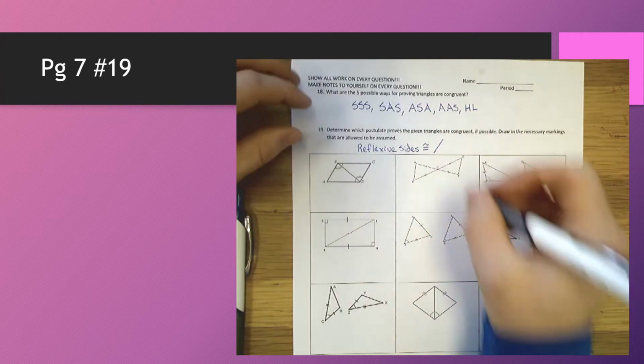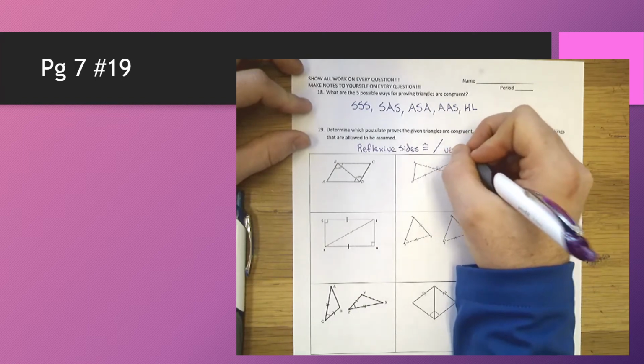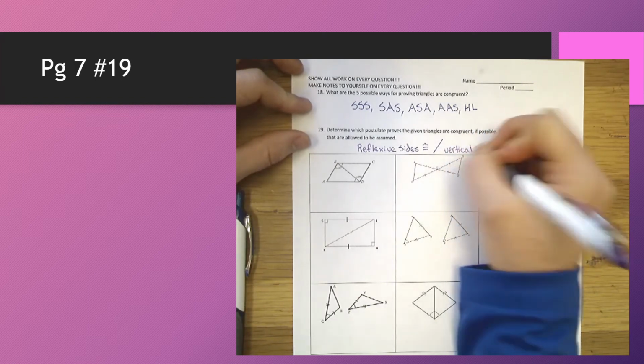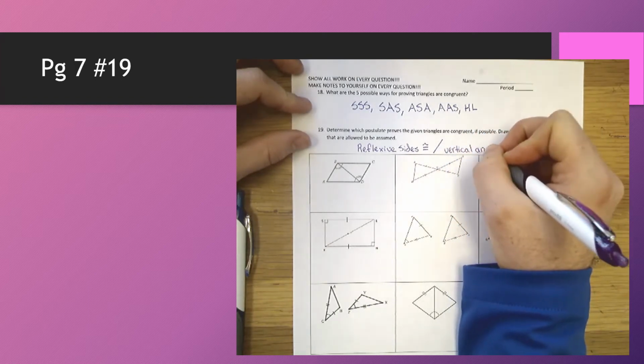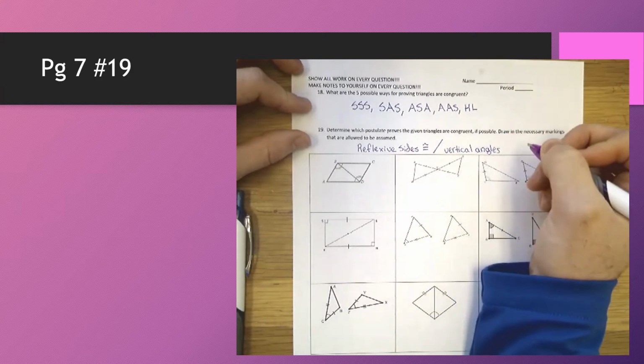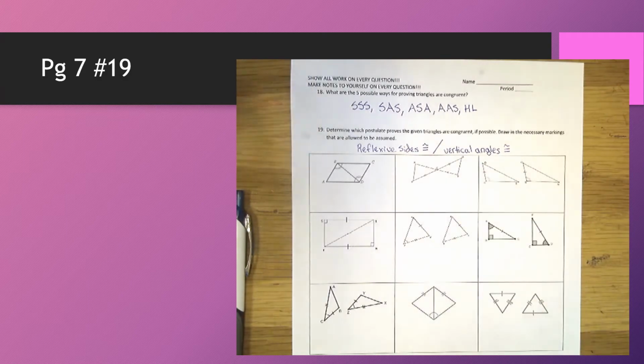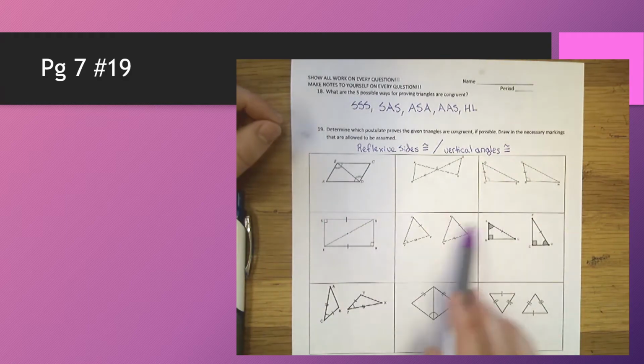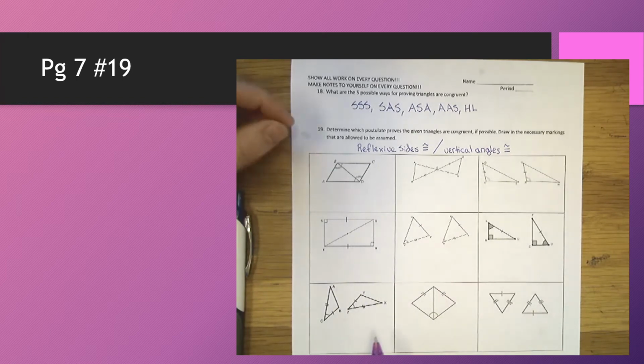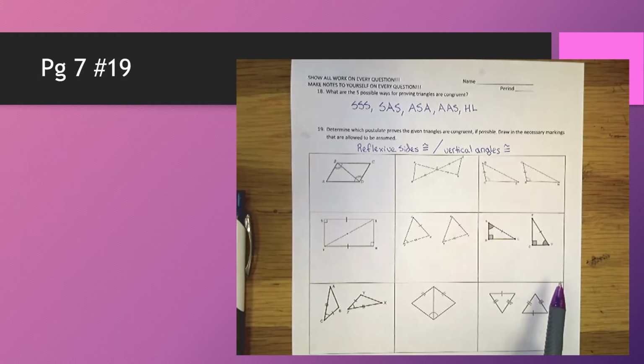The other thing that we can assume if we see it is vertical angles. So vertical angles are angles that are directly across from each other. So with both of these, in order to even have a chance to use either one, the triangles have to be touching. So I'm not going to do every single problem in here, but what I'm going to do is just do the middle row so that you have an idea of how to do this.